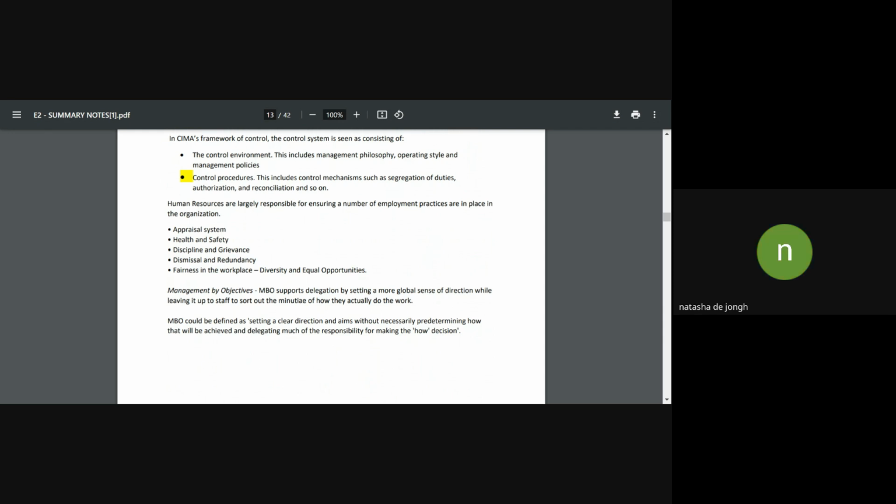Yes. Now the next one is discipline and... Sorry, did somebody ask something? No. Okay. The next one is discipline and grievance. What does this mean? These procedures provide a framework for addressing employee misconduct and complaints. So these are like rules of engagement for workplace conflicts, ensuring fair and consistent treatment.